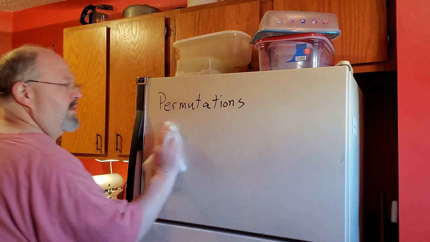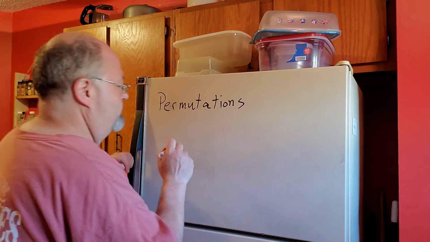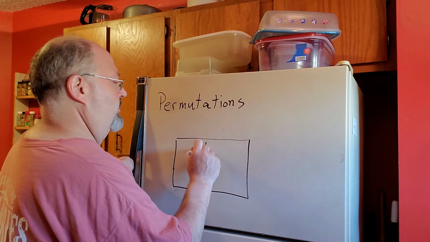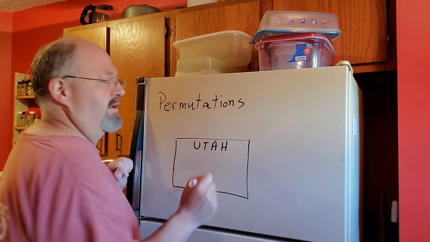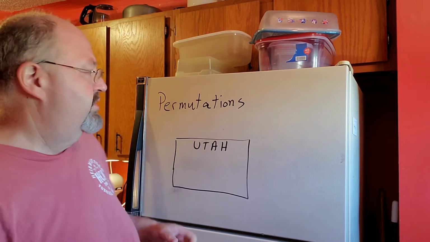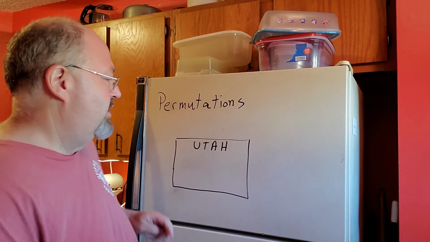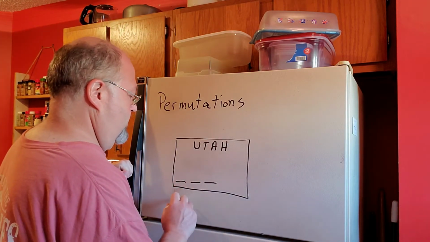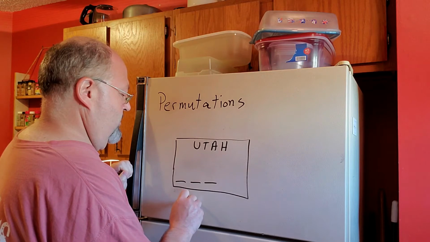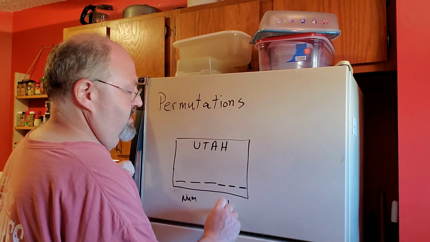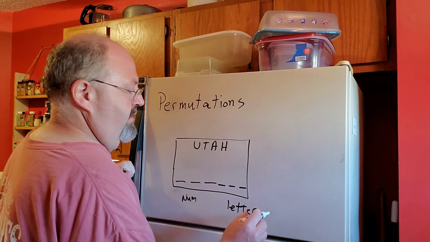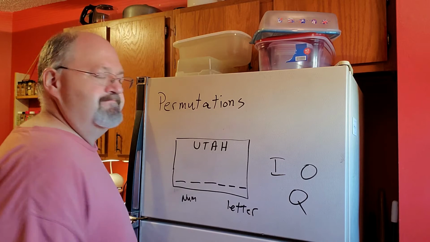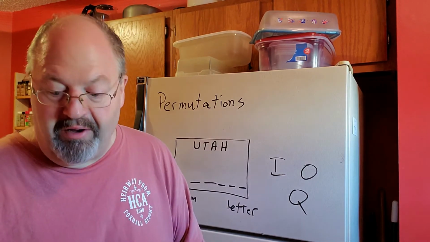So, we're going to take a short trip to Utah. At least, we're going to look at their license plates. Now, this is according to the book. I have no idea if this is really true or not. Apparently, the license plates in Utah have 6 things on them. The first 3 are numbers, and then the last 3 are letters. And they do not use these 3 letters. Don't know why. Ask the state of Utah.